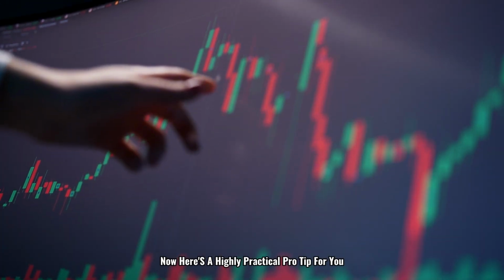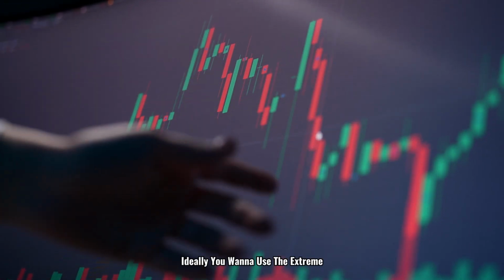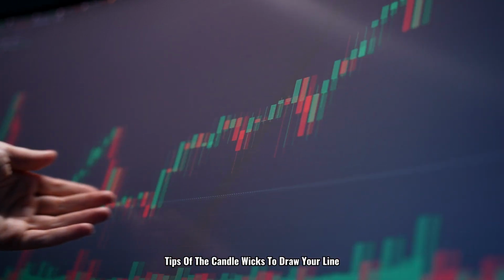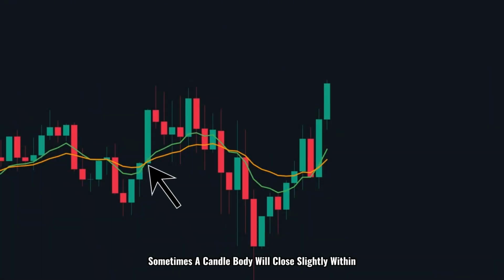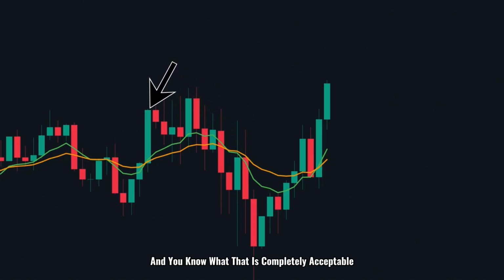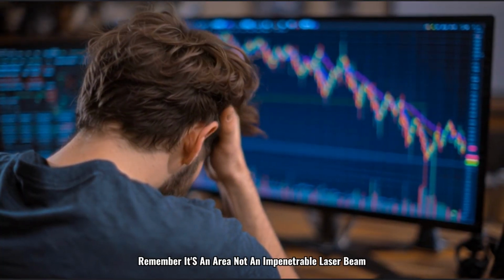Now, here's a highly practical pro tip for you, just so you don't panic when you're looking at a live market. Ideally, you want to use the extreme tips of the candle wicks to draw your line. But as we all know, the market isn't perfect. Sometimes, a candle body will close slightly within, or even across the trend line, before the price reverses. And you know what? That is completely acceptable. Please don't throw away a perfectly good trend line just because one candle got slightly out of bounds. Keep your focus practical. Remember, it's an area, not an impenetrable laser beam.